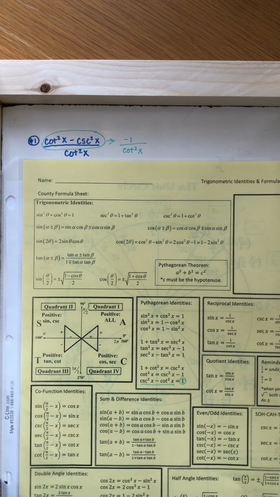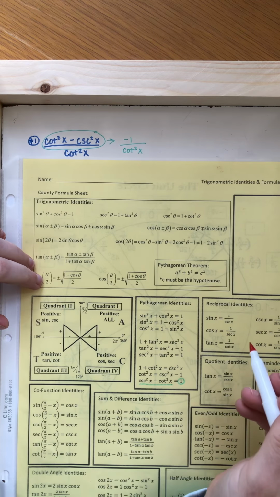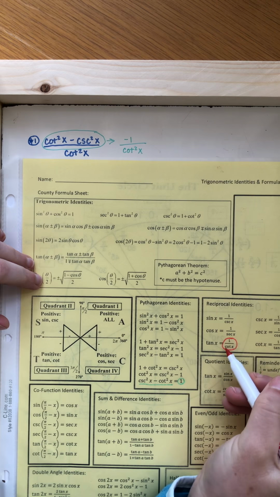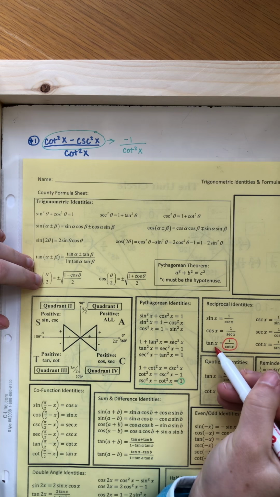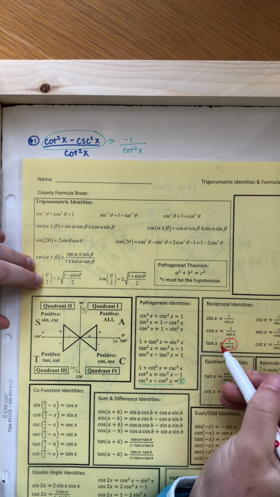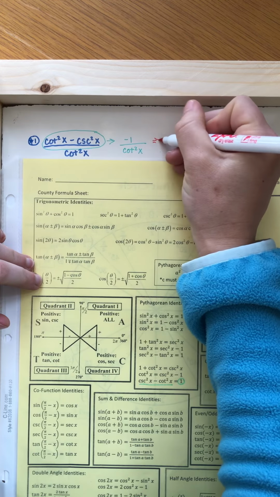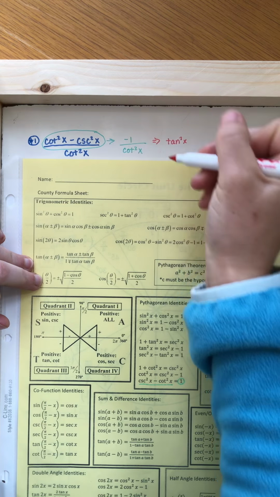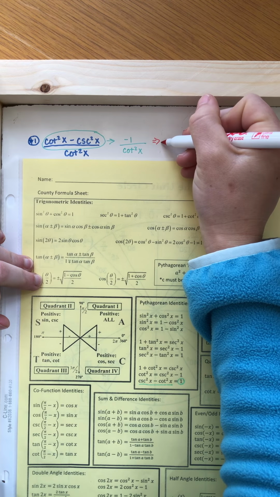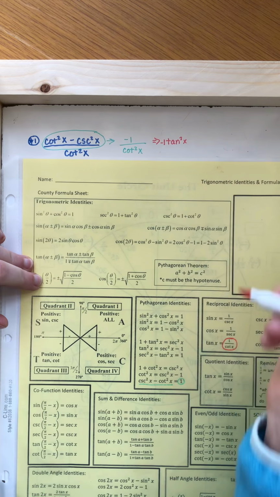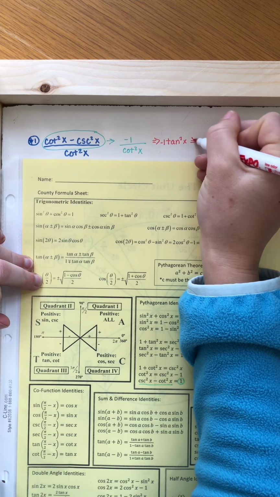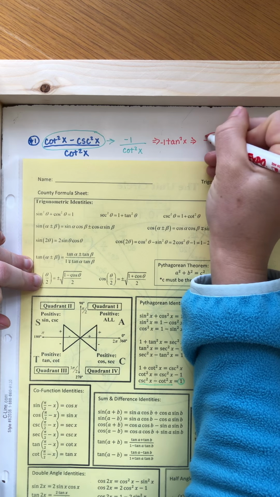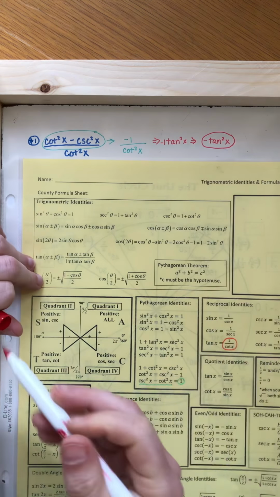Then we have a 1 over cotangent. 1 over cotangent is from here. So 1 over cotangent is tangent, so 1 over cotangent squared would be tangent squared. And since we have a -1 at the top, the -1 would just go right in front of your tangent squared to make it a negative tangent squared x for your answer.